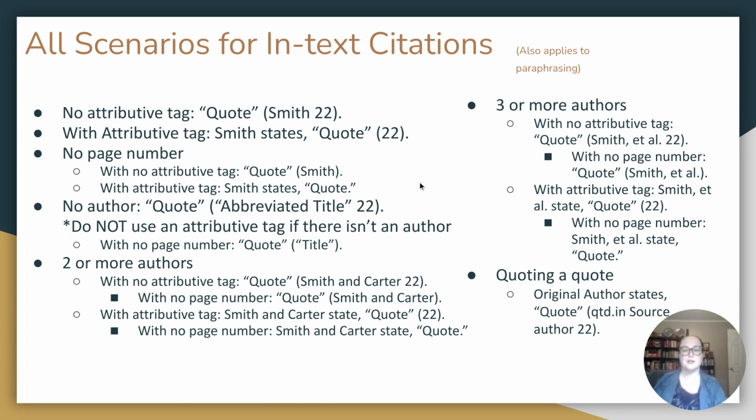But I ask that you do not use an attributive tag if there is no author. If there's no author, don't use an attributive tag. Why? Because articles don't talk. Okay? For instance, the cdc.gov article on ADHD, like the article ADHD doesn't talk. So you can't say, ADHD says, that doesn't actually work. So just put it all in the parenthetical if you are using the title, if there's no author.